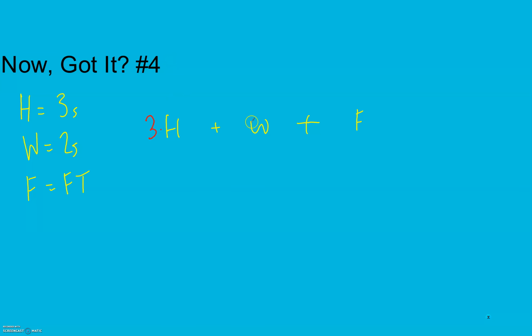Now, it says we want to know if a team makes 10 2-point shots, 5 3-point shots, and 7 free throws, what was their total score? Well, we take those values and we substitute them in. 3 times 5 plus 2 times 10 plus 1 times 7. Multiply before we can add. And here I get 42 points.